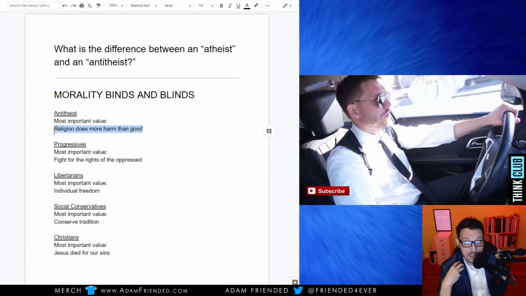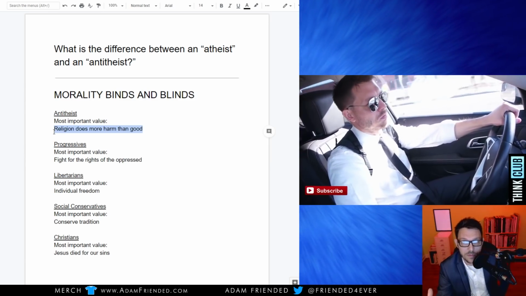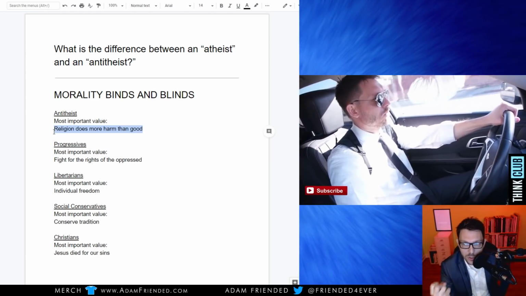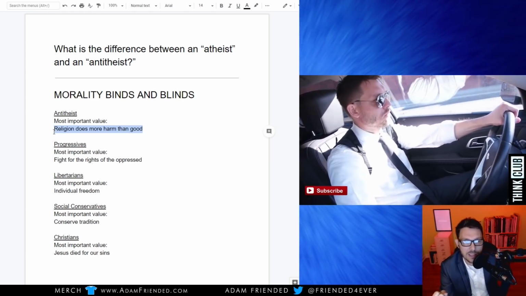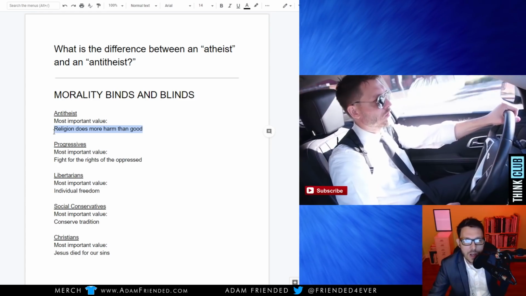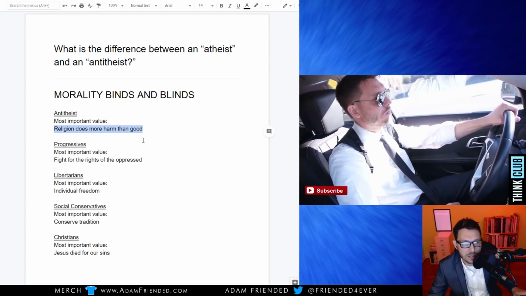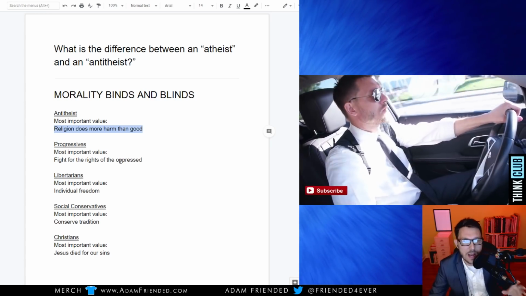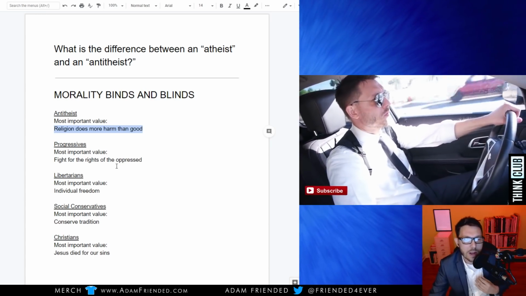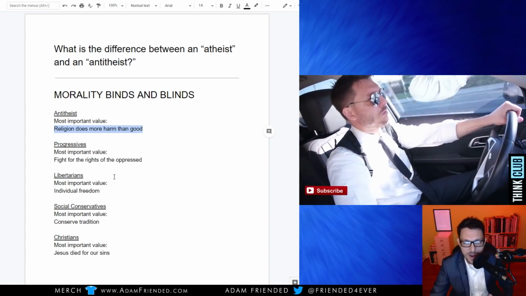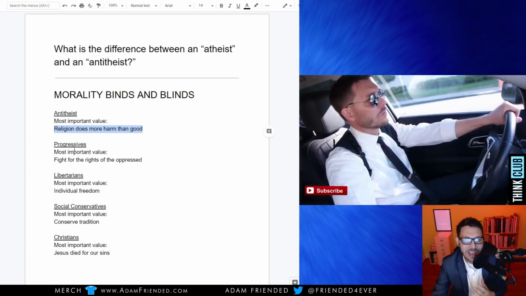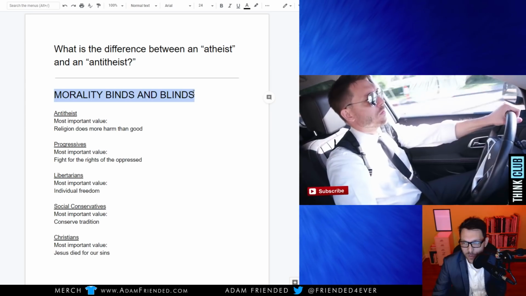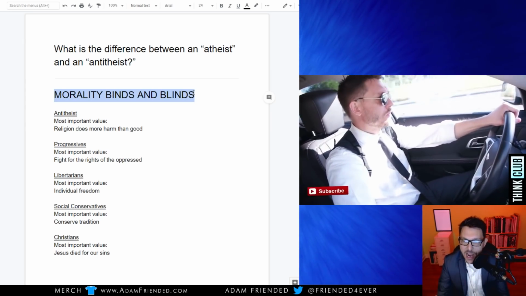Now, I am not an anti-theist. I am an atheist. I don't believe there is a God. I don't believe in supernatural forces. So I do share that in common with the anti-theists. But I think they are incorrect. I think they're making a claim here that religion does more harm than good, that the evidence does not support. And this is why I'm interested in debating them. But they are bound by this morality binds and blinds principle because they've built their entire community on it.